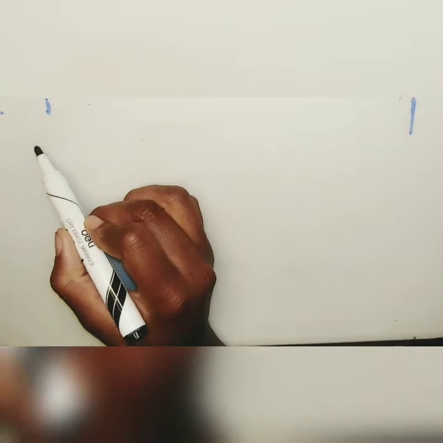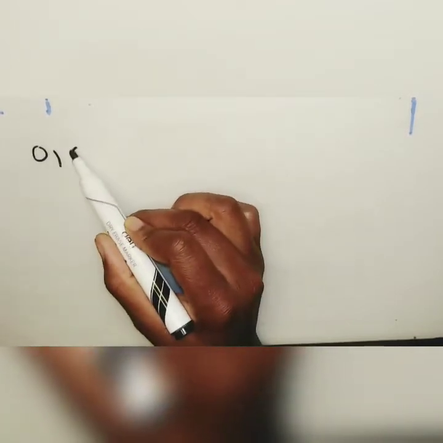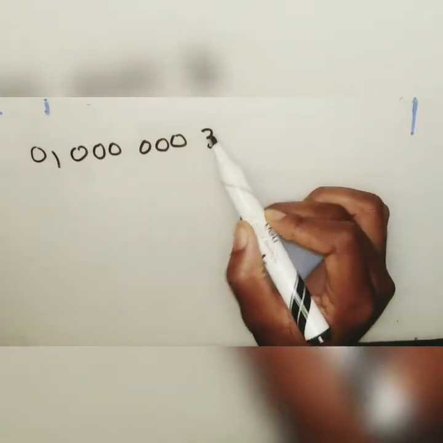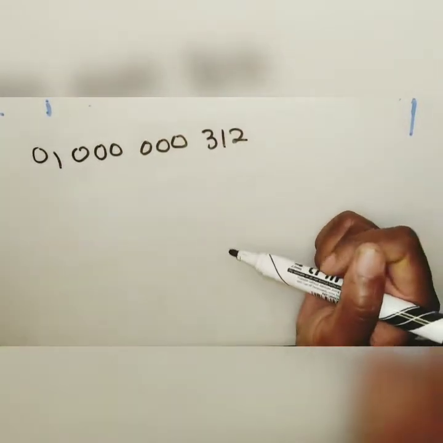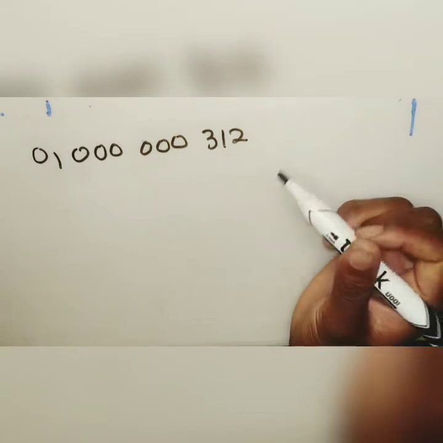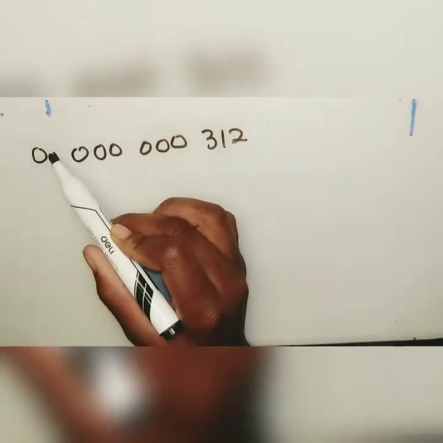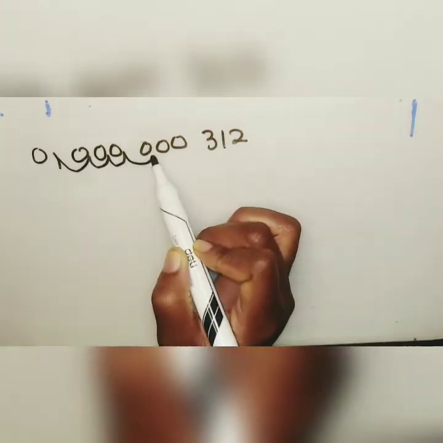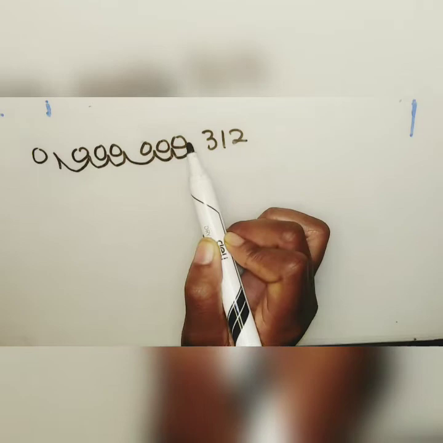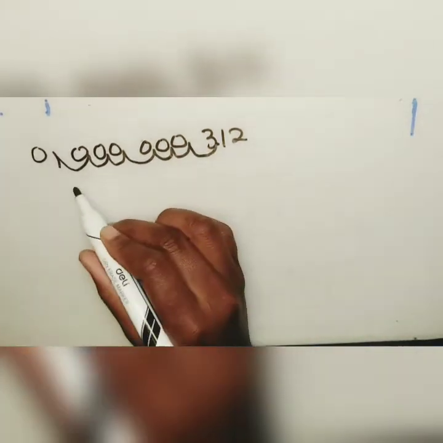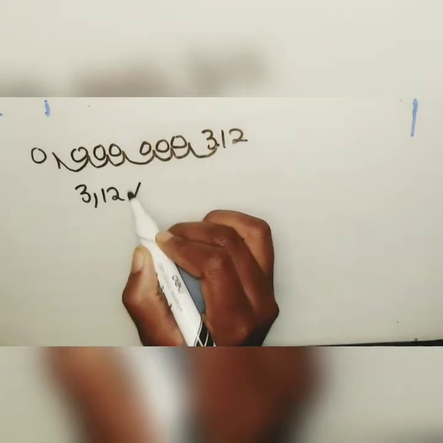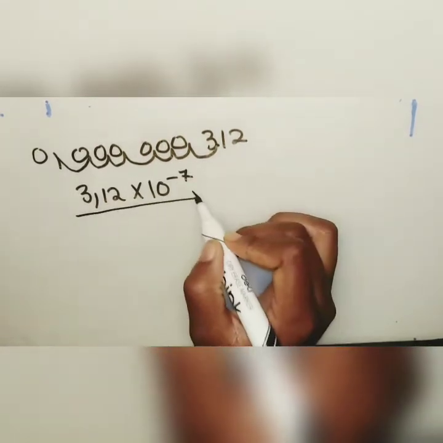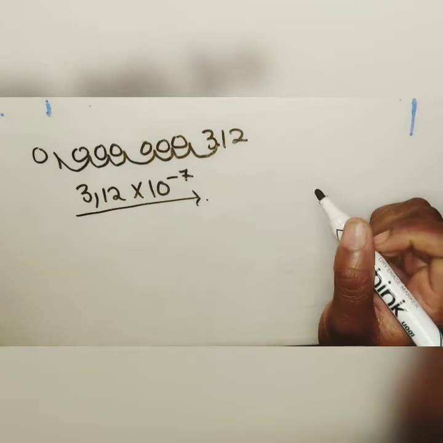That says we have a 0, comma, we have 6 zeros after the comma, and a 3, 1, 2. They want us to write this number in standard form. So we are simply going to move our comma. How many times? 1, 2, 3, 4, 5, 6, 7 times. So this will be 3,12 times 10 to the power minus 7. It was just one step to the answer, right?